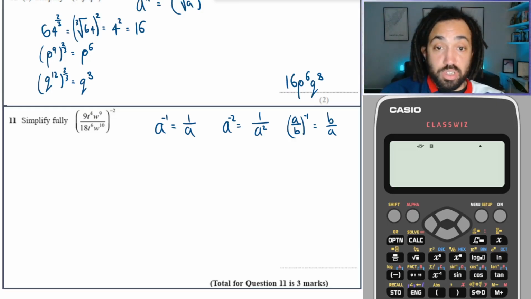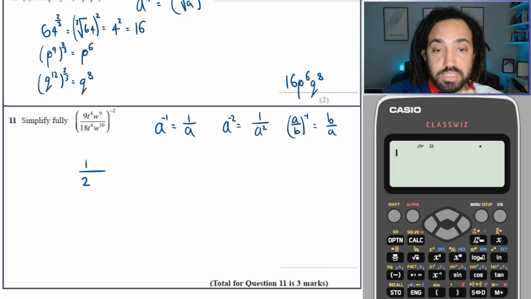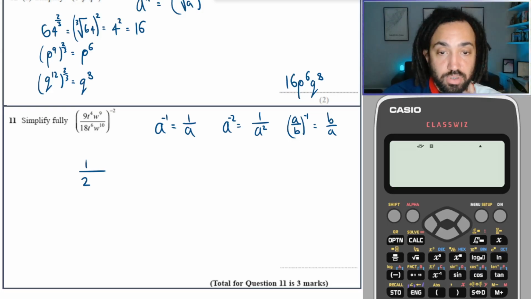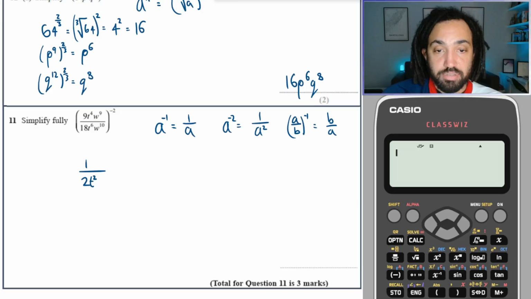First thing I could do before looking at the powers is simplify. I've got 9 over 18, which is the same as 1 over 2, dividing both top and bottom by 9. And here I have t to the 4 and t to the 6. So I could divide through by t to the 4, and that will leave me with t to the 2 on the bottom. And here, again, dividing through by w to the 9 would leave me just 1w on the bottom like that.